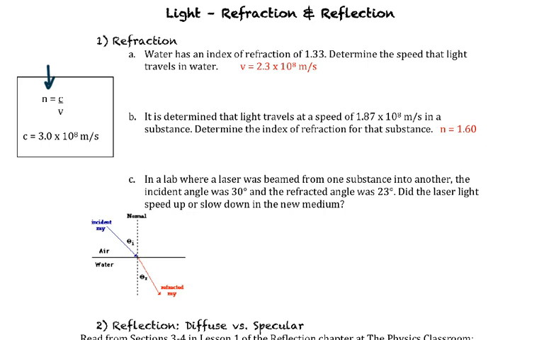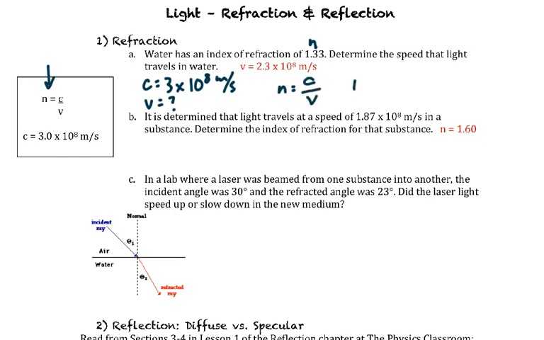So looking at letter A, water has an index of refraction of 1.33, so that's going to be our n. We want to determine the speed that light travels in water. So we know that c is 3 times 10 to the 8th, and then we are looking for the speed of light in the water. So our formula is n equals c over v.